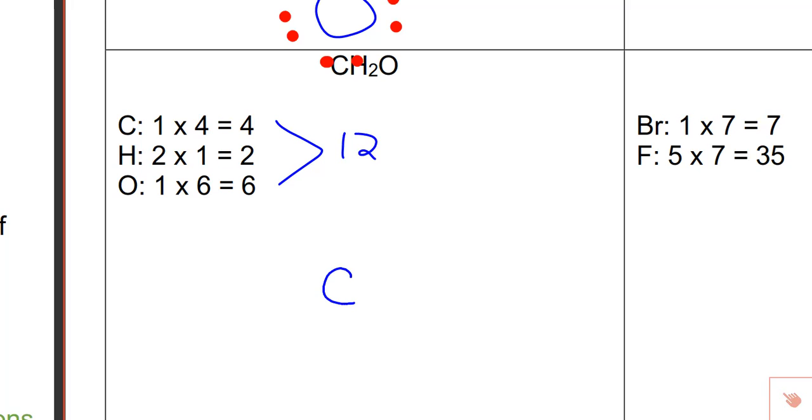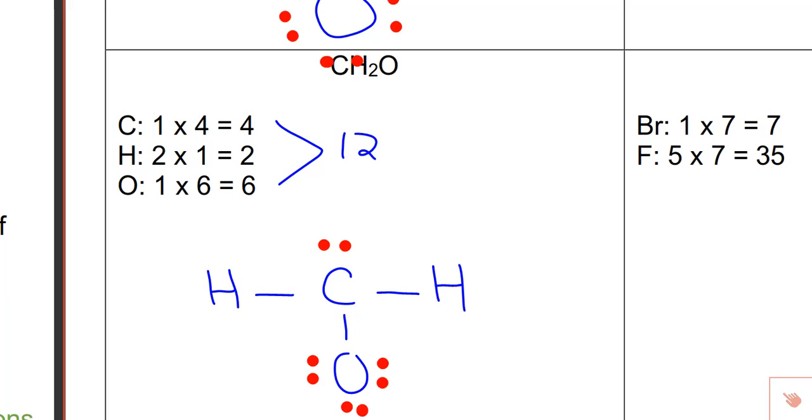Carbon is the least electronegative, so I'm going to put that in the middle, and I'm going to draw lines connecting. I'm going to fill the octet for the oxygen only because remember, hydrogen is one of the ones that has an exception. It is only a duplet. Now I'm going to go ahead and count how many I have. Oh, whoops, I forgot to do the octet for the carbon. Okay, now I can count.